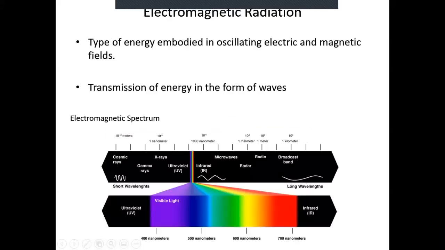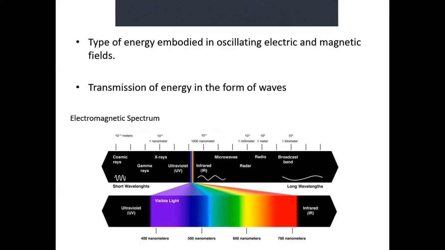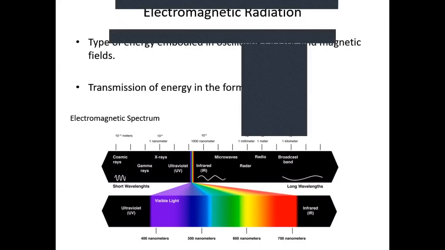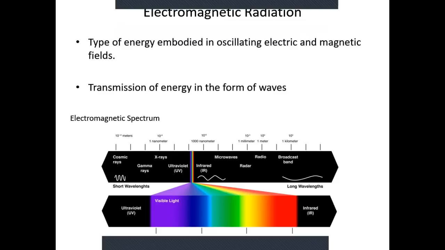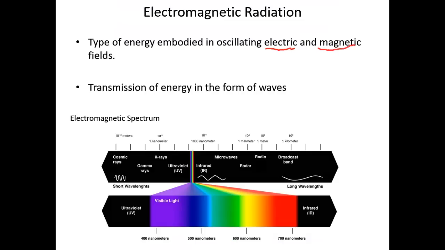So first we're going to talk about what's called electromagnetic radiation. Electromagnetic radiation is the oscillation of electric and magnetic forces. And these forces are perpendicular to one another. So any type of energy or electromagnetic radiation is energy that has electric and magnetic fields. And so these fields oscillate and you get electromagnetic radiation. And this energy is transmitted in the form of waves.